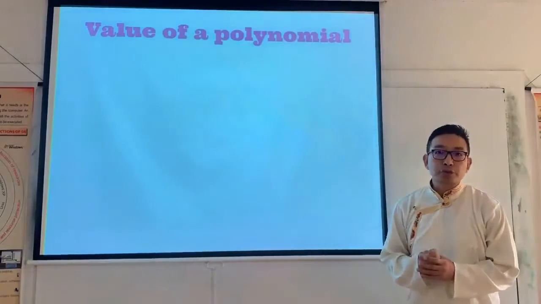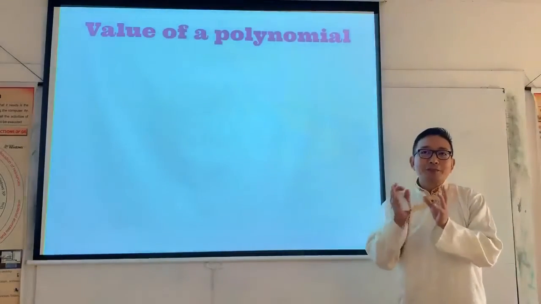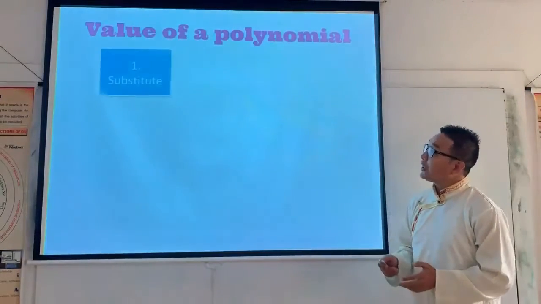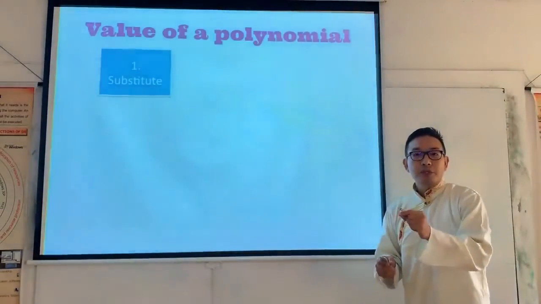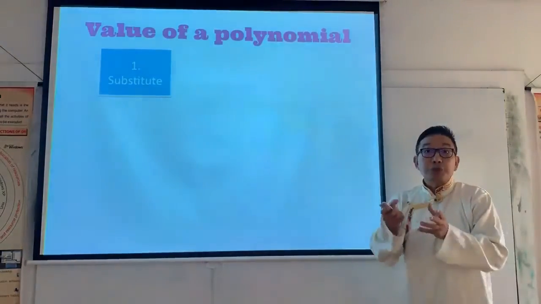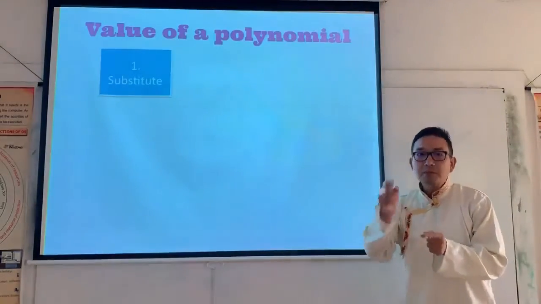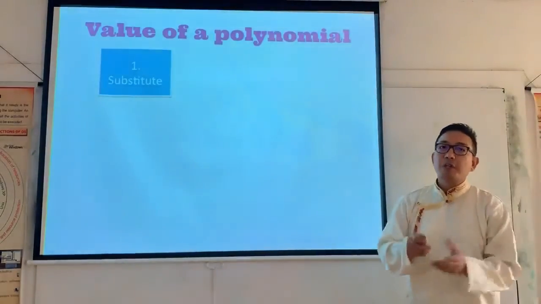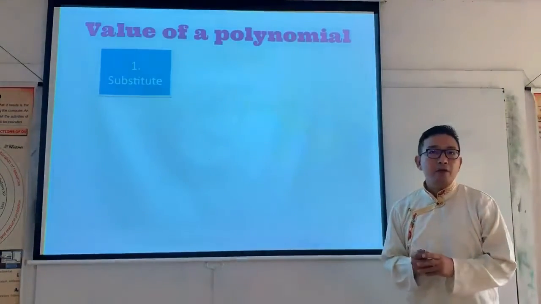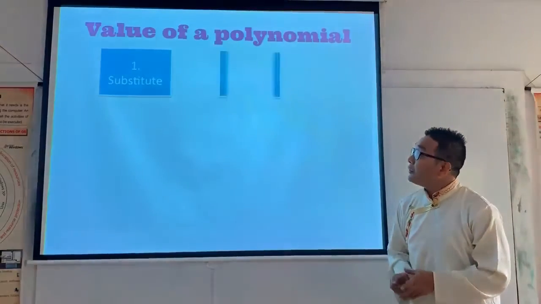Conditional value of polynomial. So the method for number 3 is substitute. Substituting is the easiest way. You substitute a constant number for the variable. To find the value of a polynomial, you substitute the number.